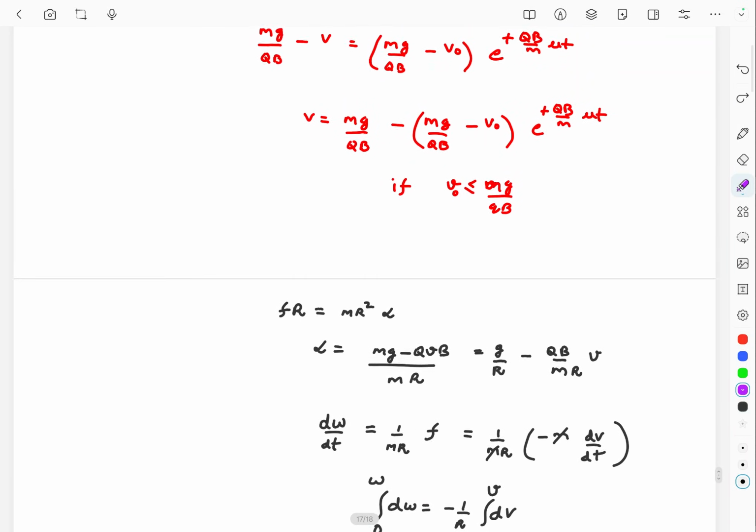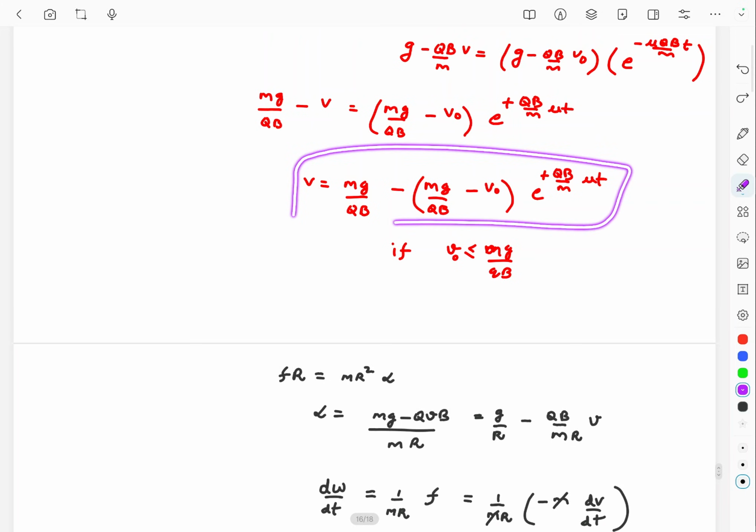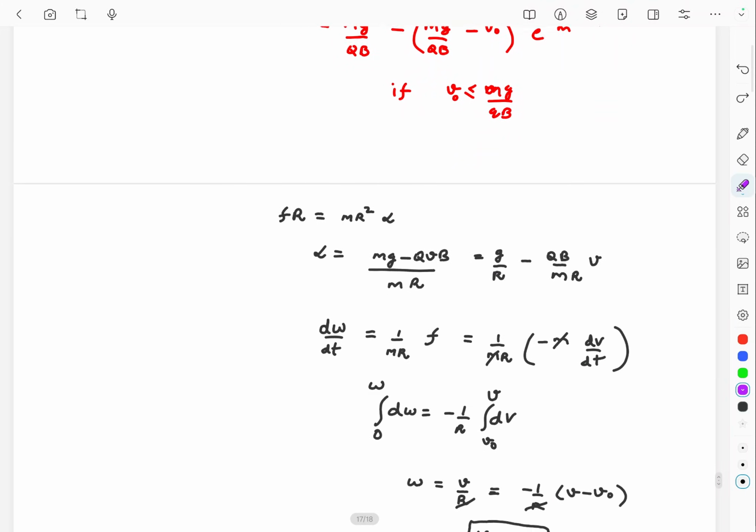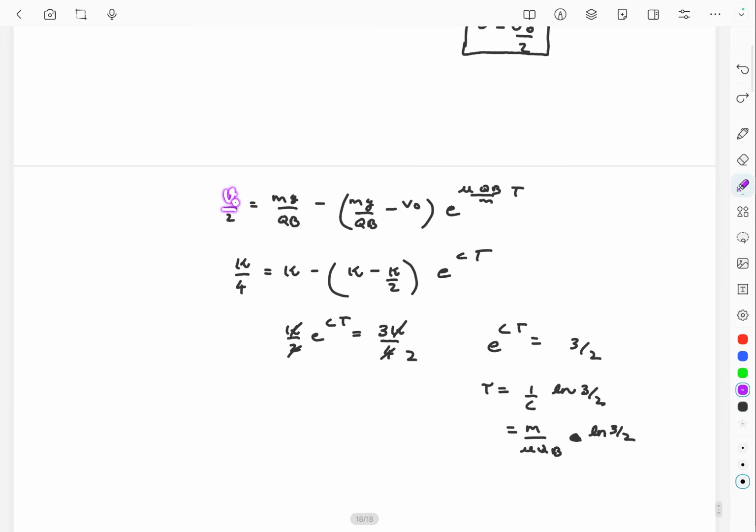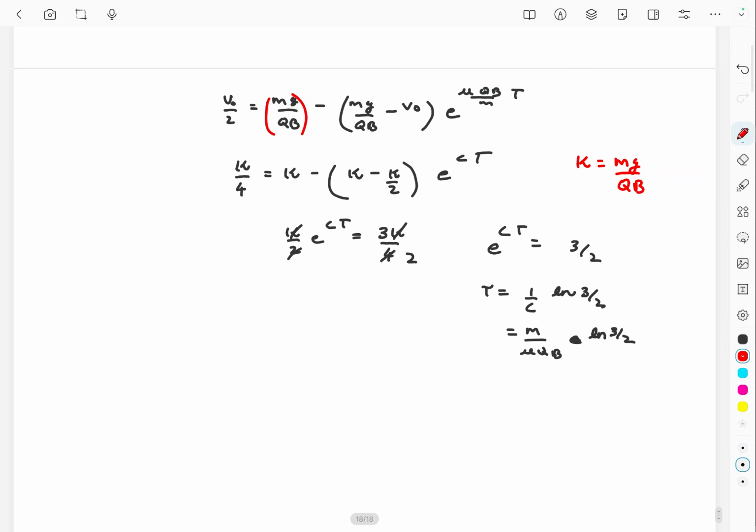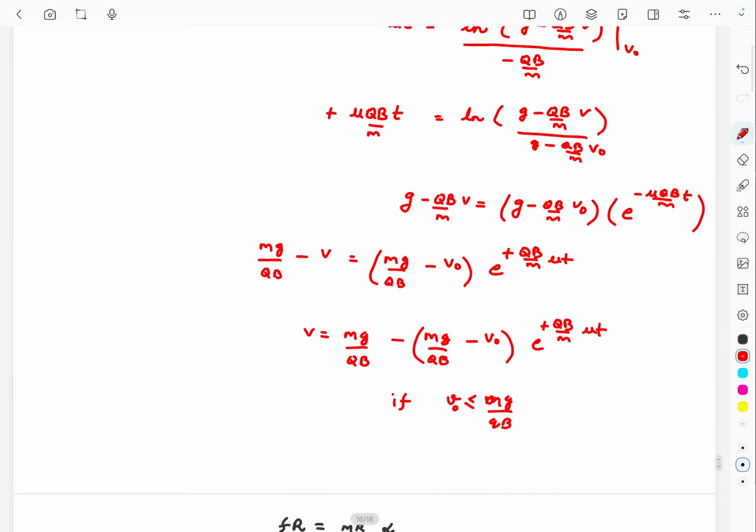Now we know the velocity as a function of time, so we'll just substitute v equals v naught by 2 into this equation, v naught divided by 2 instead of v in that first equation. Over here I have taken k equals mg divided by qb. So v naught given in the question was k by 2, right? So v naught by 2 will be k by 4. Now after you do the algebra, you get the time as m divided by mu qb times ln of 3 by 2. This will be the time. That's basically the answer to the third question.